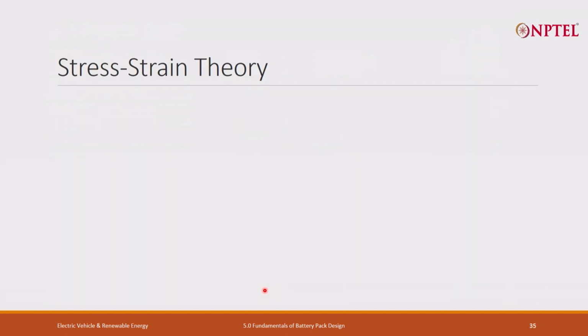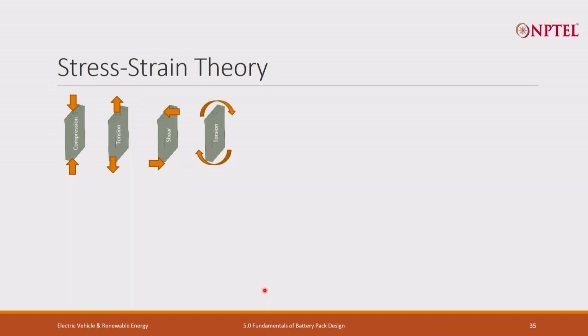Before moving to the mechanical design, let's understand what fundamental forces can act on anything. And obviously, when I talk here, it's more about the battery pack. So, stress-strain theory. The various types of loading which can act on any object are limited. What you can have: compressive force, then tension, then shear, torsion, and finally bending. So these are the 5 types of fundamental loading on any object.